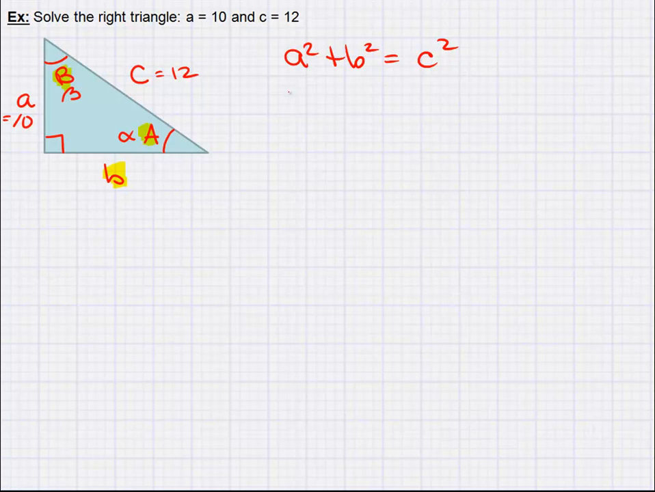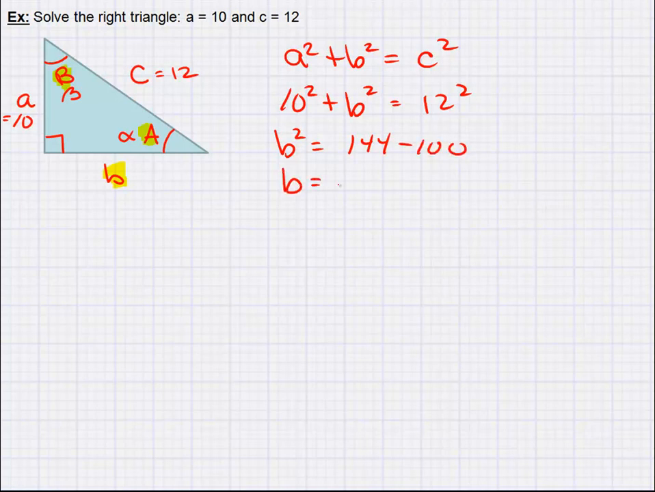So A is 10, B we don't know, and C is 12. So that tells me that B squared equals 144 minus 100. So B equals the square root of 44. Now I'm going to use the positive square root. Whenever you're talking about sides of a triangle, your values should always be positive.